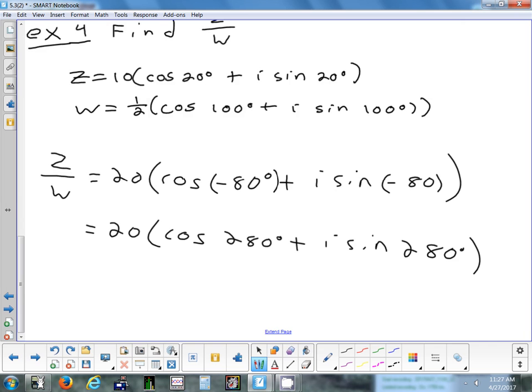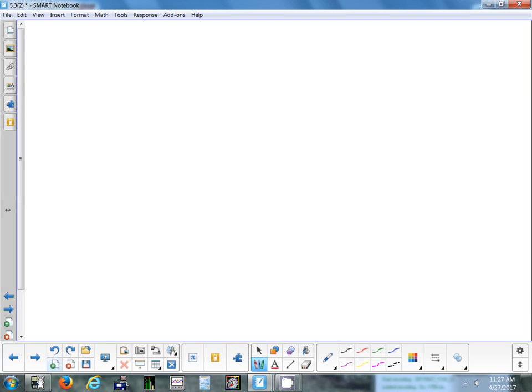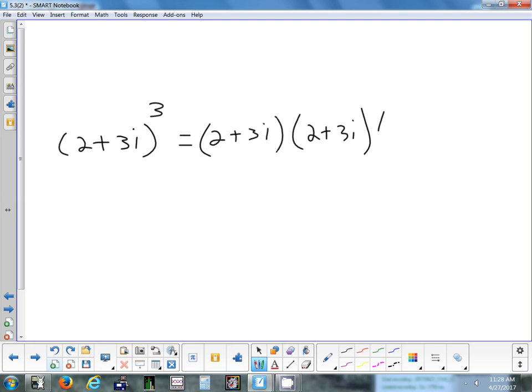Okay, so it's multiply, divide, and this one. How would you write that out? What does that mean to do? 2 plus 3i cubed. It means, like, if you had to explain it without an exponent. Graham, how would you write that down? You just write down 2 plus 3i, 2 plus 3i, 2 plus 3i. Yeah, you just write the same thing 3 times.